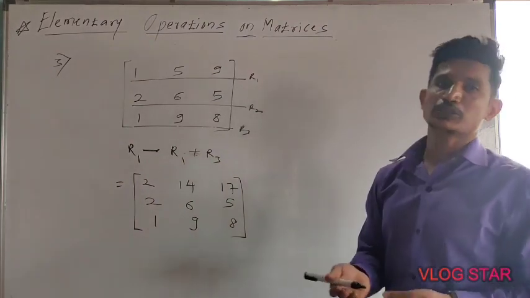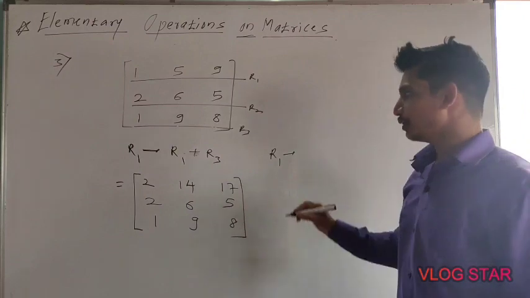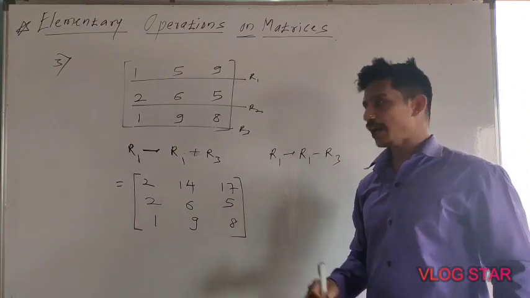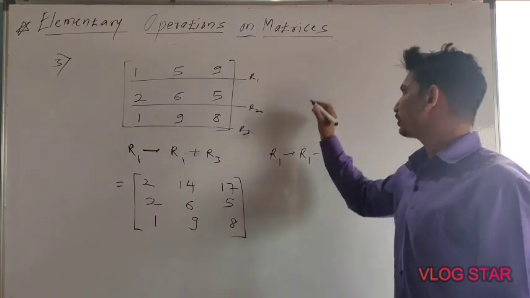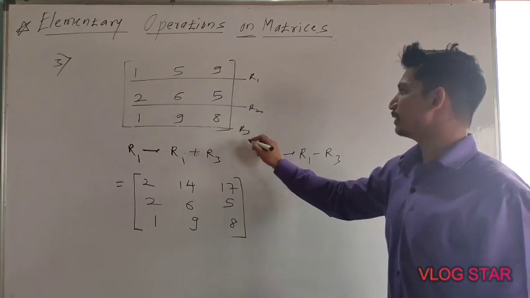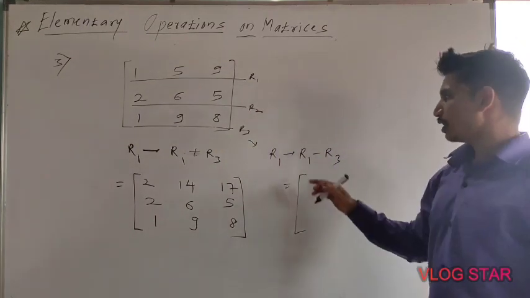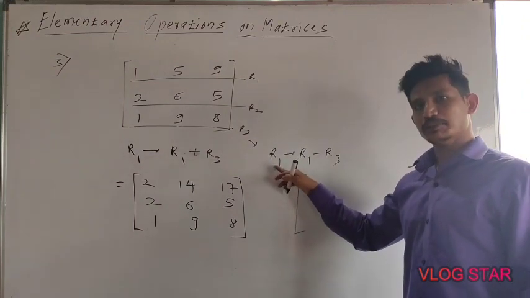Similarly, you can subtract also. See how it is. So R1 I am changing here, R1 minus R3. So I am going to subtract now here. Okay, subtract here. So how to subtract? I am taking the same matrix, and I'll do that. So R1 minus R3 I am doing and changing the row number 1.